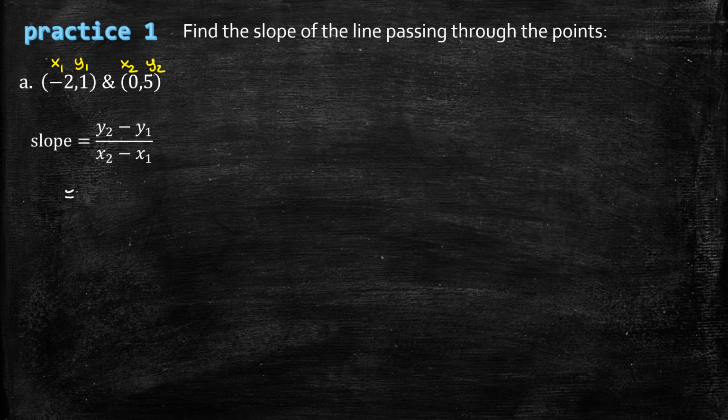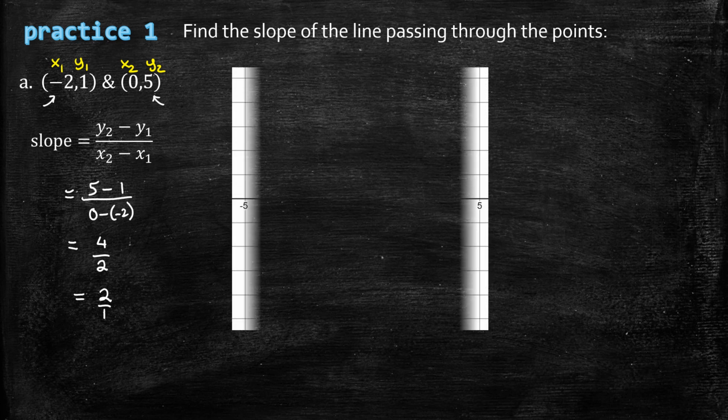So for the first one, 5 minus 1, change in y coordinates, over 0 minus negative 2. It is important that you subtract in the same order. You could have reversed the points and called this x2, y2 and this x1, y1. It would still work, the signs would work out in the long run, but just be consistent. So that comes out to 4 over 2, which is just 2. That's implied in the slope of 2 is 2 over 1.